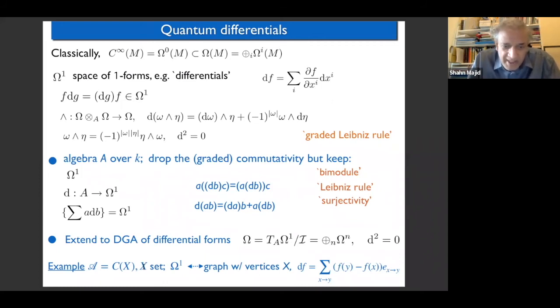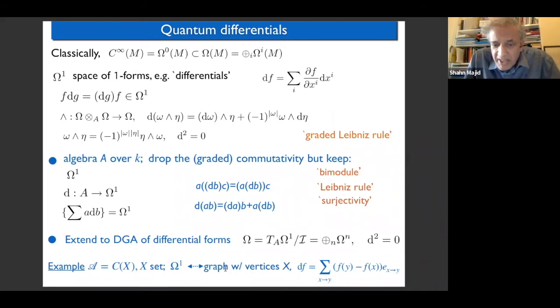Now I just want to show you one example. If you have X to be a set, for example, a finite set, we can take all functions on it as our algebra. The classification of differential one forms according to these axioms just amounts to a graph. So a directed graph, I should say, is the same thing as a differential structure in this sense, where the vertices are X and the arrows are allowed differential forms. So omega one is literally spanned by the arrows of the graph.